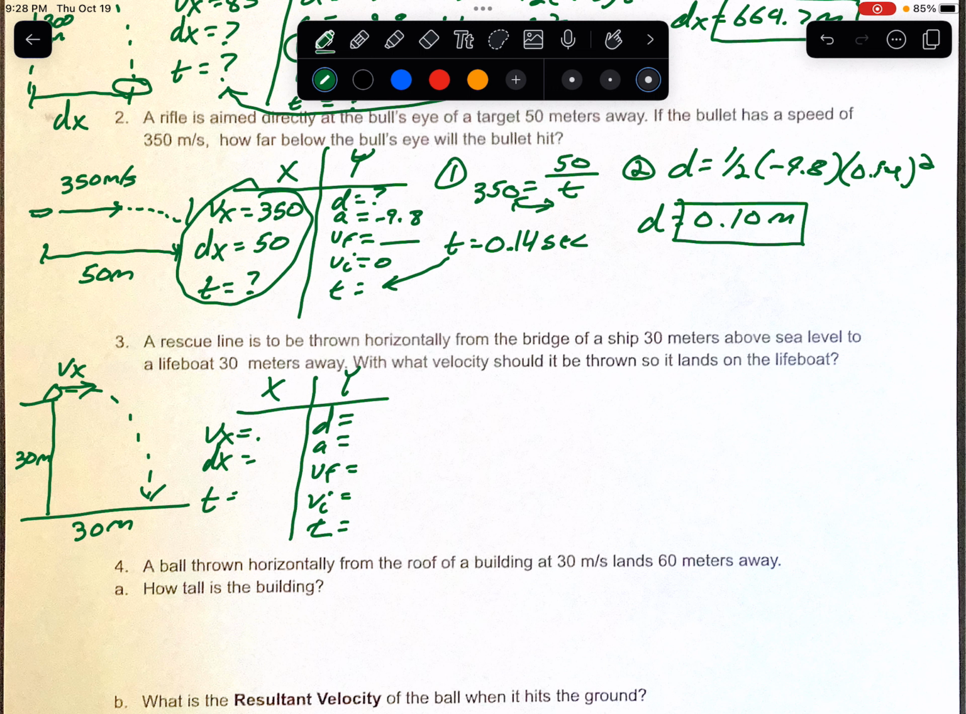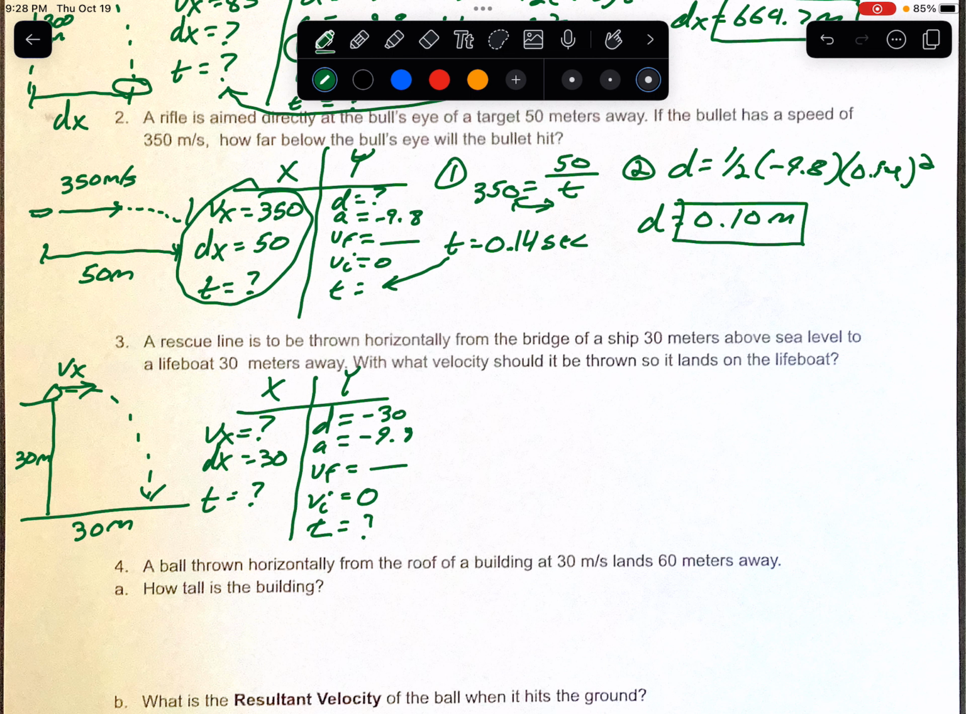So Vx, I don't know. That's what I'm looking for. I do know my horizontal distance is 30, but I don't know time. So I don't have enough to solve for Vx. So I'll let you kind of guess what we're going to do now. And it drops 30 meters, so it's going to be negative 30. A is negative 9.8. Vi is 0 still. And if I need time to find Vx, I'm probably going to look for it over here and then bring it over. So that means Vf still did not matter.